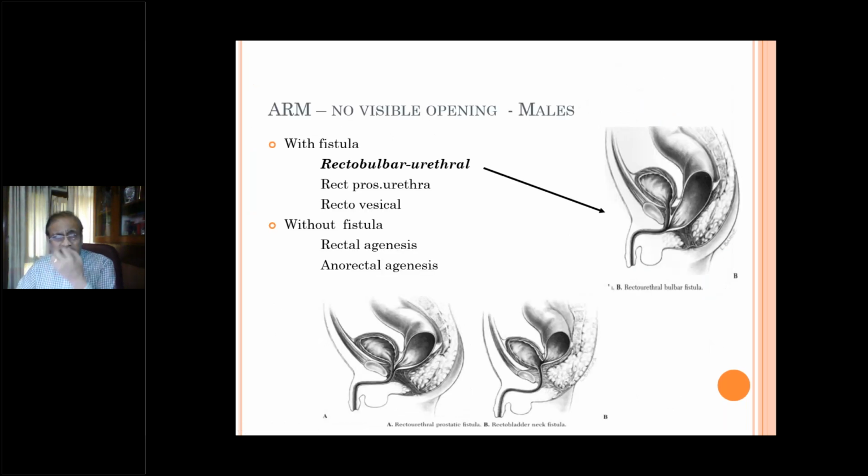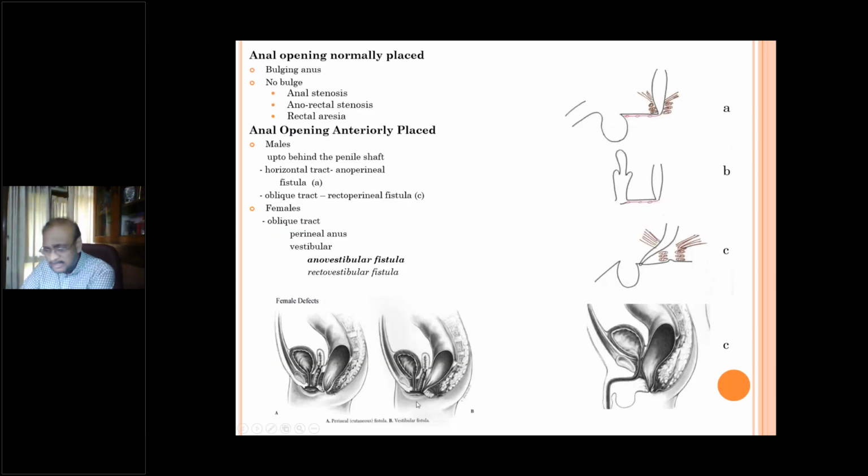Right? The next is you don't find any visible opening. So then you're looking for meconium stains. And the most common defect in the male is what is known as the rectobulbar or the rectourethral fistula, that is rectobulbar urethral fistula. That means there is the bulbous area, so it has come and opened out here, and the patient is passing meconium through the penile urethra. Right? That is the most common defect in a male. In the female, the most common is basically the fourchette anus that we just saw, the vestibular anus. Right?